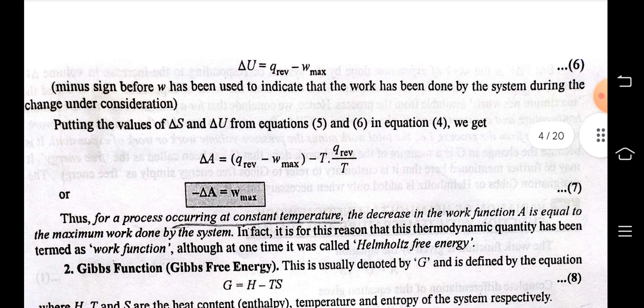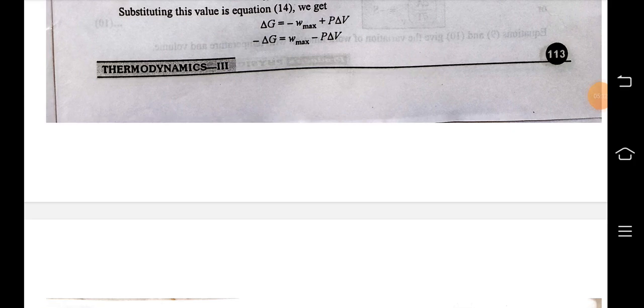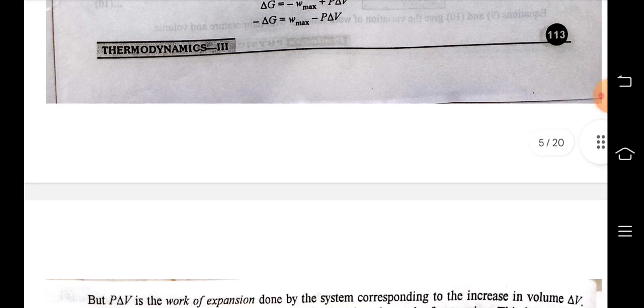ΔU is equal to Q reversible minus W max. The minus sign before W has been used to indicate that the work has been done by the system during the change. Putting the value of ΔS and ΔU from equations 5 and 6 in equation 4, we get ΔA is equal to Q reversible minus W max, equal to minus W max plus PΔV. Minus ΔG is equal to W max minus PΔV.